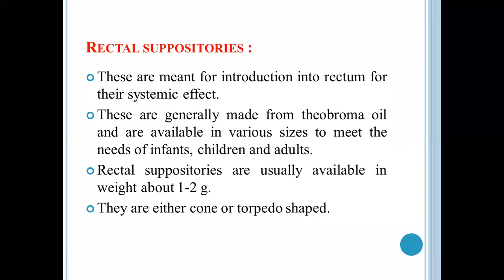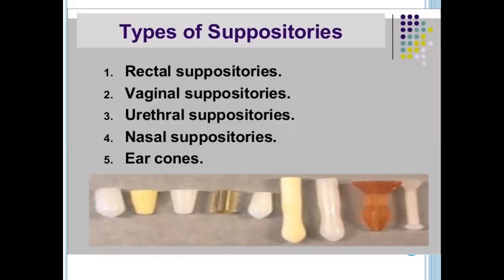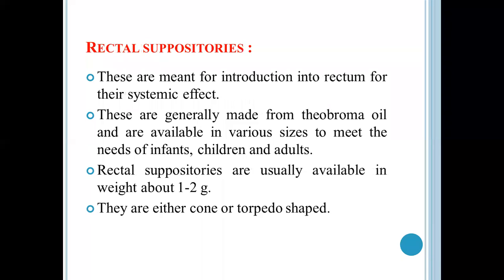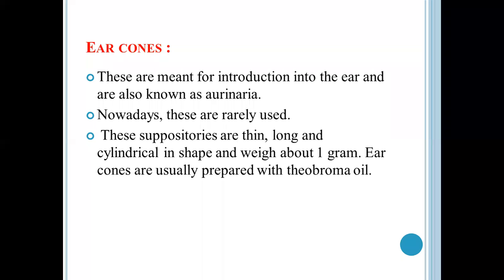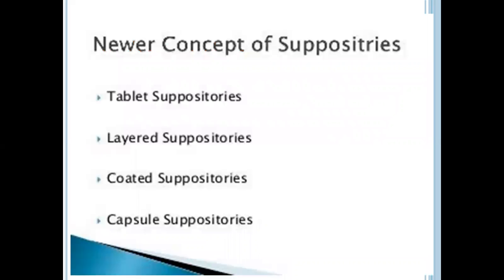So the types of suppositories are rectal suppositories, vaginal suppositories, urethral suppositories, and ear cones. These are the different types. Then, nowadays, there are newer concepts of suppositories: tablet suppositories, layered suppositories, coated suppositories, and capsule suppositories. In recent years, these new concepts have been introduced with regard to formulation and packaging.